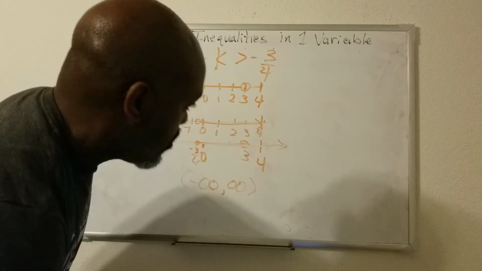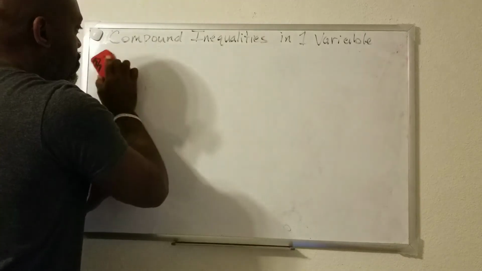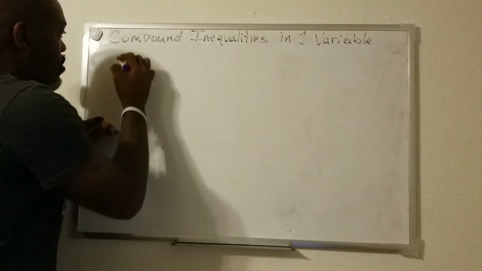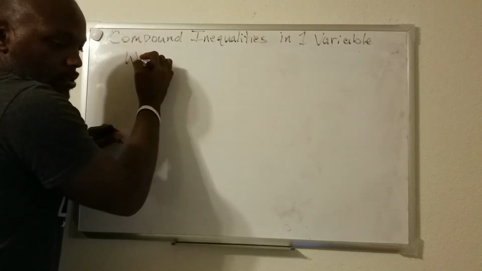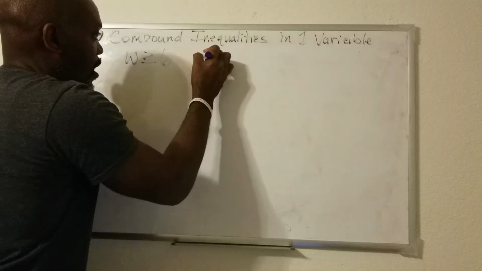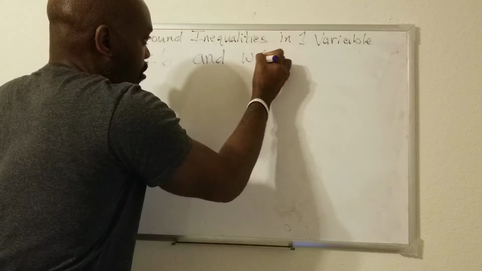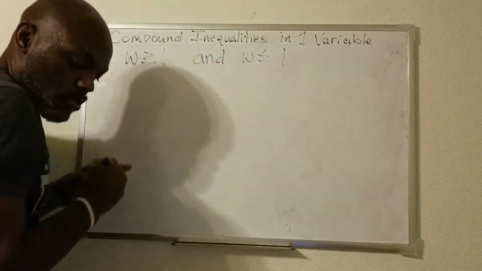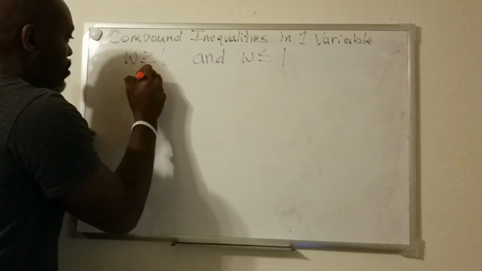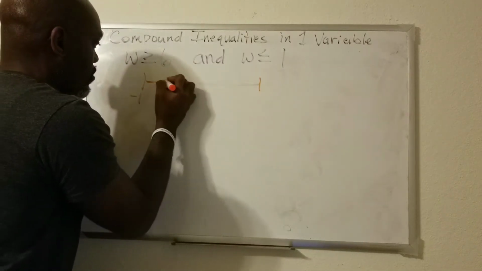And then last but not least, okay, what you're going to see is it's been solved. W is greater than or equal to 6, and W is less than or equal to 1. Okay, so I'm going to use a number line. This is -1, this is 0.